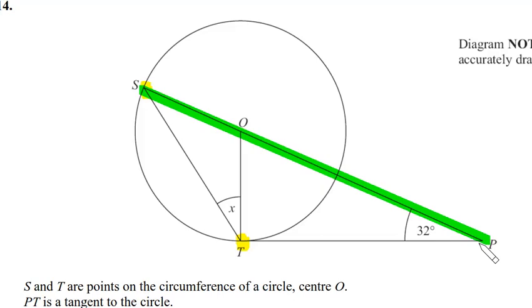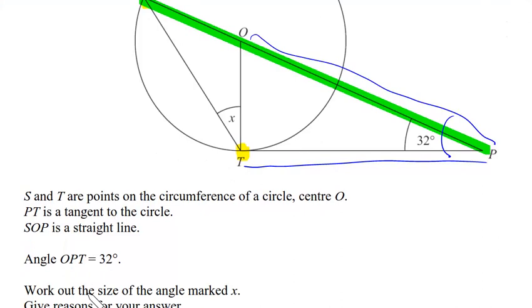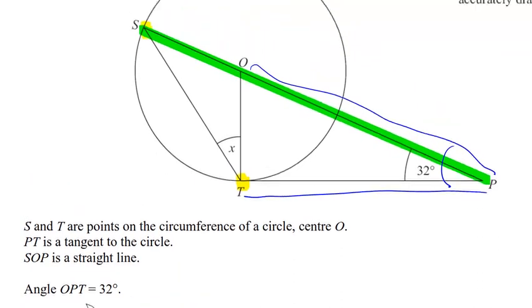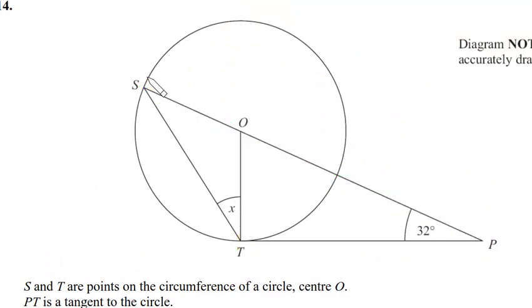Angle OPT equals 32 degrees. Let's locate that: angle OPT is the angle between the line OP and the line PT at P. That angle is 32 degrees, given according to the examiner. And we are required to find the size of the angle marked X. Those are the information given in the question. And don't forget that we are told that O is the center of the circle. Very important. Now, how do we get the size of the angle marked X?